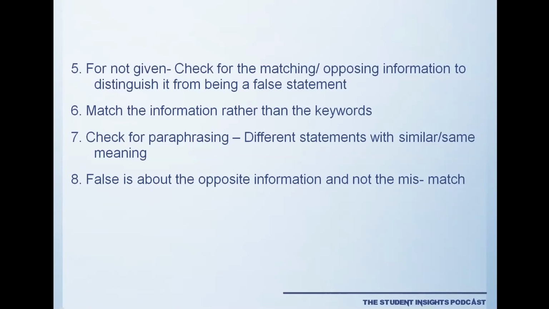And the last one is false is the opposite information and not a mismatch. Because what happens is, usually we think false means that the information given in the passage and that asked in the question might be different, so it becomes a false, but that can be not given as well. So there's a very thin line distinguishing between false and not given. So make sure to understand, and keep in your mind that false is actually the opposite of the information given. The information is not true.